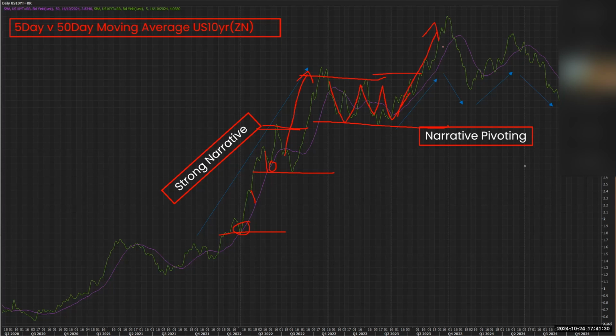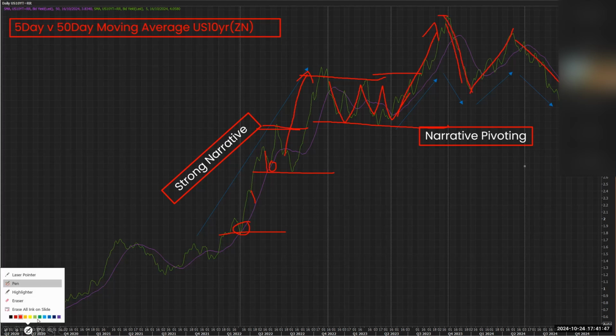This idea that the Fed needed to do more ultimately to get ahead of things is what kept driving the ZN and bonds in general. Right? Ever since then, we've started to see some pivoting. Okay, so we started to see this idea of narrative pivoting. Late 2023, the market started pricing in recession.